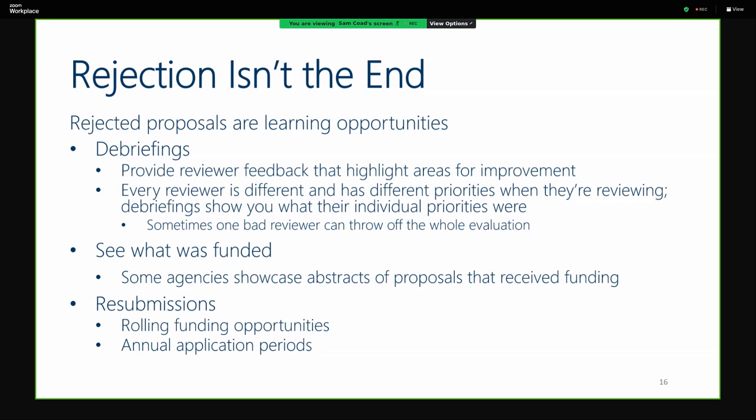And then after you get that feedback, you can edit your proposal. If you want to apply for the same opportunity again, you can include the comments from the reviewers. You can make adjustments to your project to make it more marketable and make it more attractive to your funding agents.